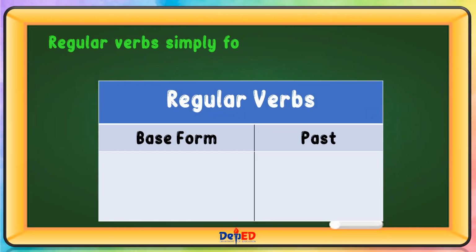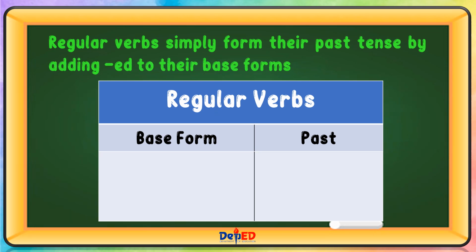Regular verbs simply form their past tense by adding ed to their base forms. Base form, start. Past, started. Visit, visited. Talk, talked. Play, played.